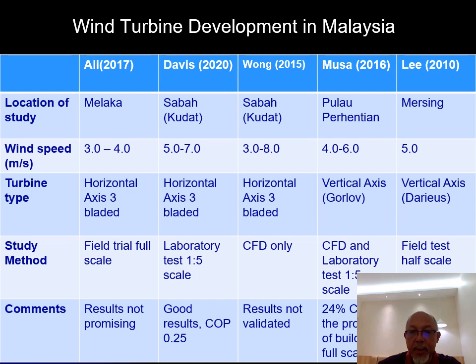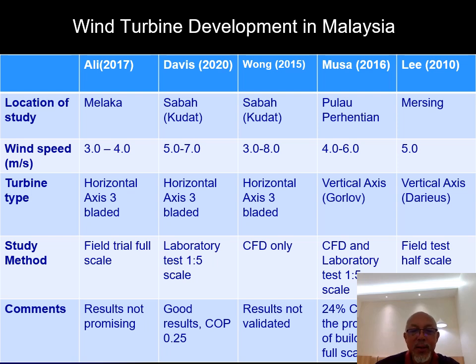Okay. Here is a hypothetical example of a set of papers or articles on wind turbine development in Malaysia. For your information, this is only hypothetical. It's fictional, so you cannot find these references, Ali, Davis, Wong, Musa, and Lee, on the internet. I just made this up, all right? So if someone was supposed to write a literature review on wind turbine development in Malaysia, then there are two approaches to it, of course.